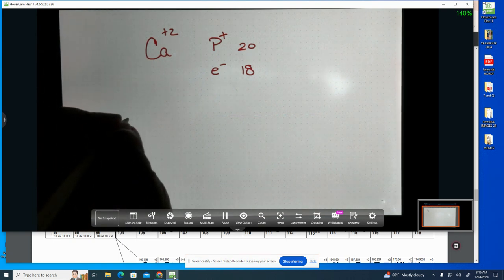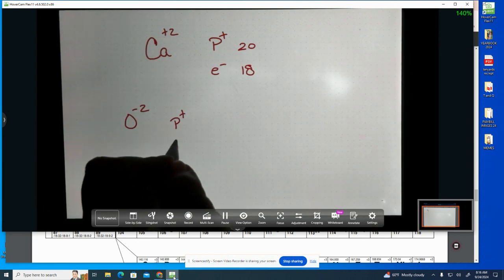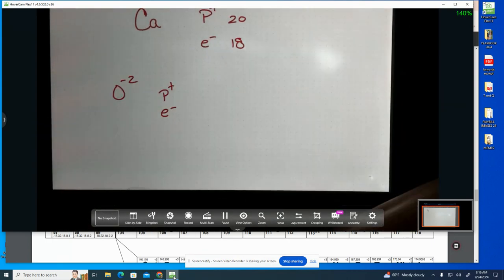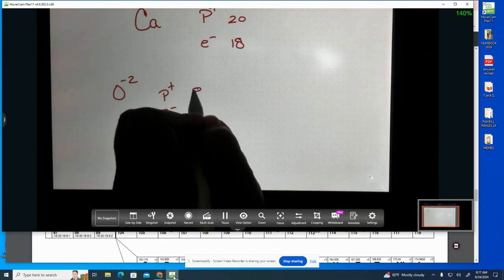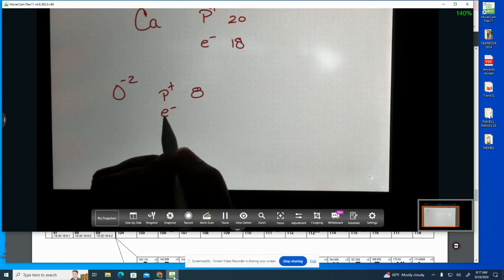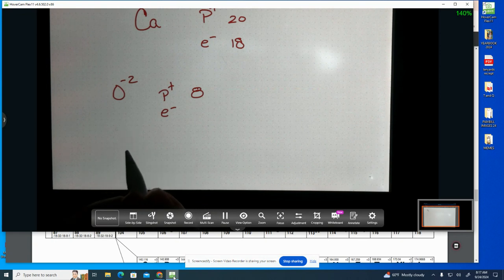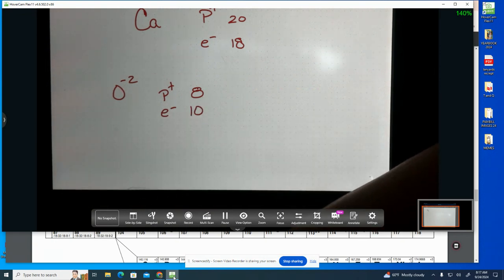What about oxygen -2? How many protons does it have? How many electrons does it have? I'm leaving neutrons out right now because I didn't give you a mass. Allison, how many protons for oxygen? Say it louder. 8. I love it. So if it has 8 protons and has a charge of -2, how many electrons does it have? 10 electrons. There's your ions, my friends.